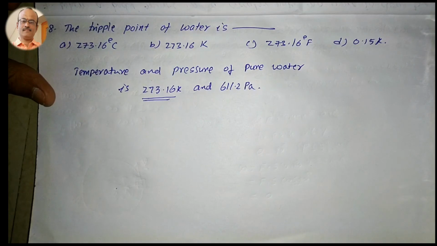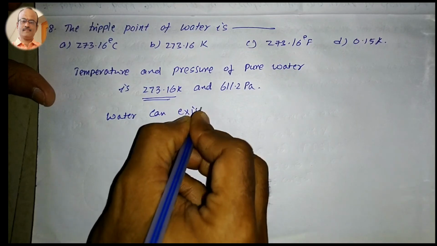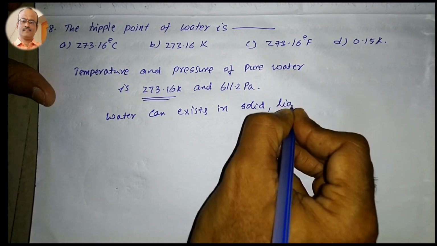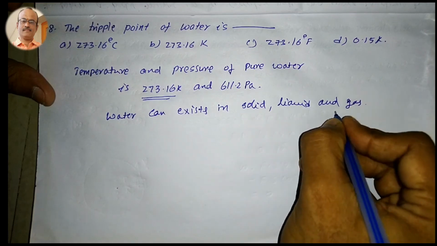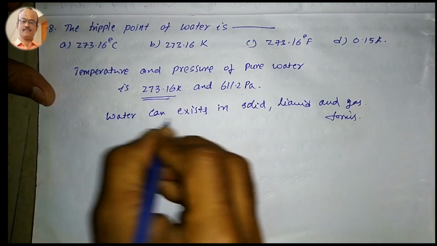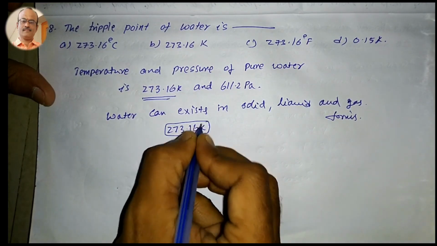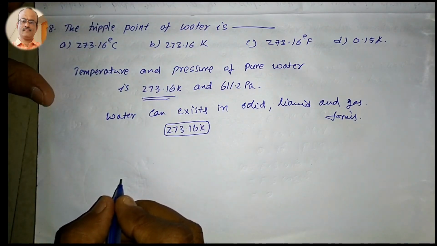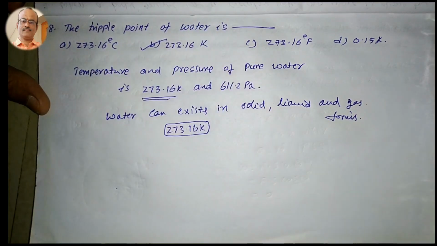But at one particular temperature, that means 273.16 Kelvin temperature, water can exist in solid, liquid and gas forms. So that particular temperature, 273.16 Kelvin, must be the triple point of water, and on the absolute scale of temperature it is also 273.16 Kelvin. So which option is correct here? 273.16 Kelvin, option B is correct.